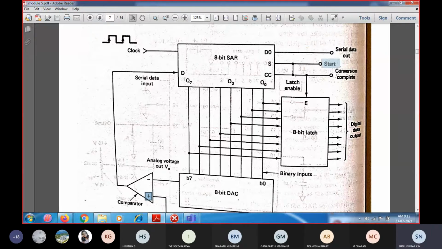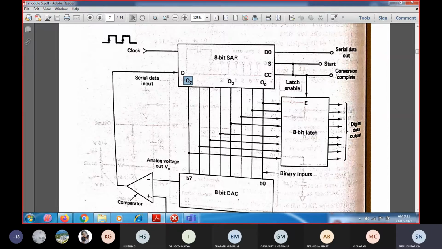At the beginning, you apply the start signal. Whenever the start signal is given, the MSB bit will be set to 1, and the remaining bits from Q6 to Q0 are cleared. This is an 8-bit successive approximation. We change the value and continuously track the analog voltage corresponding to the equivalent digital conversion. For every clock cycle we check whether the bit is going to be 1 or 0 by comparing with the DAC output.